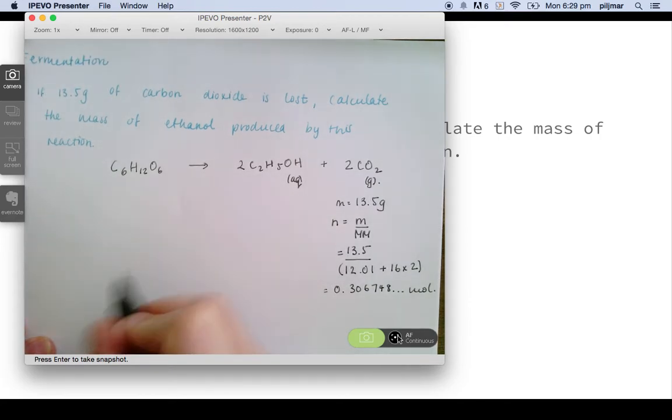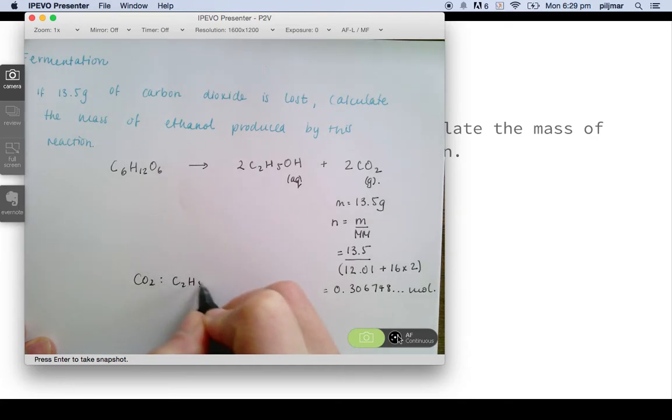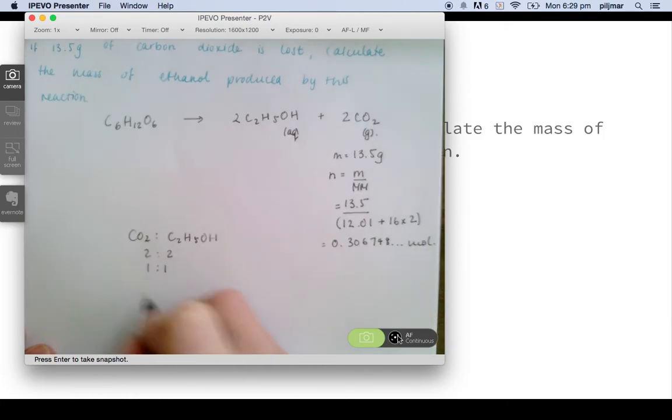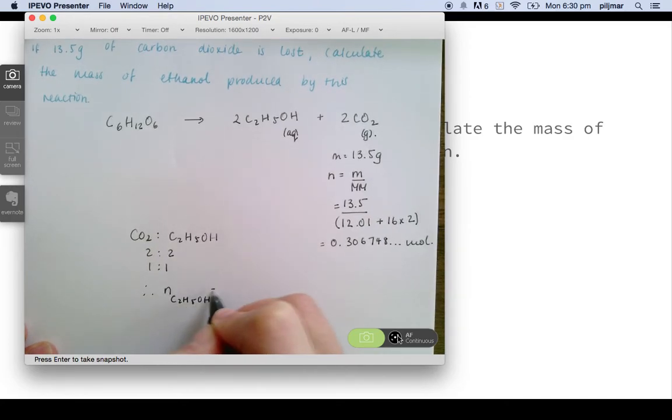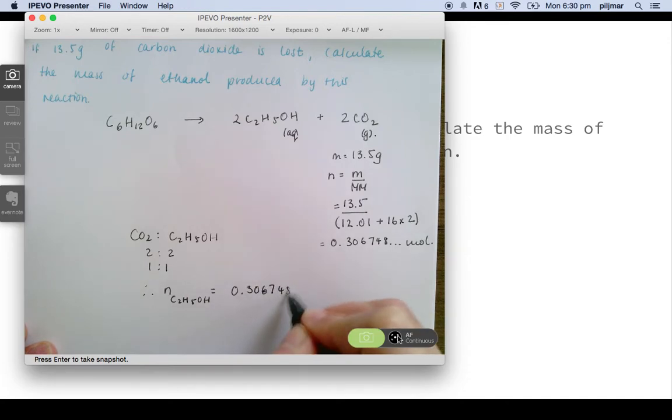Then we have a look at our carbon dioxide to ethanol ratio. We know that's 2 to 2, so therefore that becomes a 1-to-1 ratio. So therefore the number of moles of ethanol in this particular equation, or in this particular example, is exactly the same as the carbon dioxide.